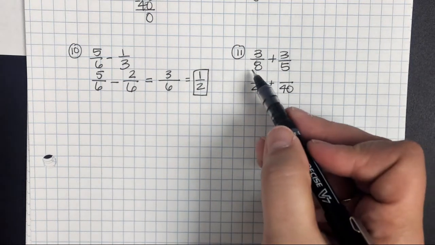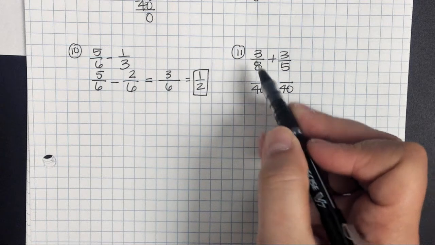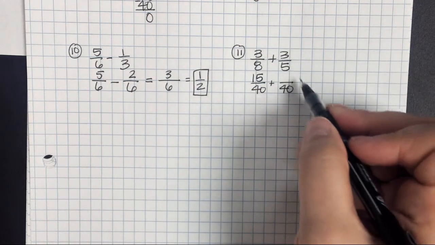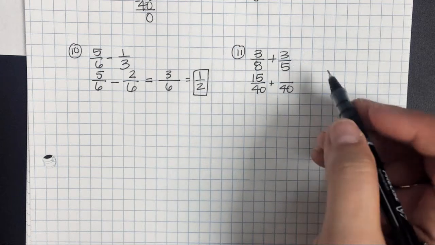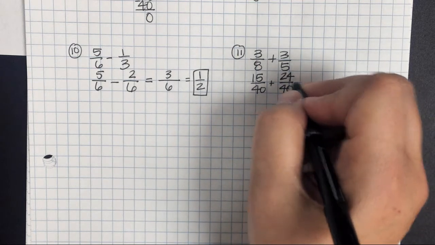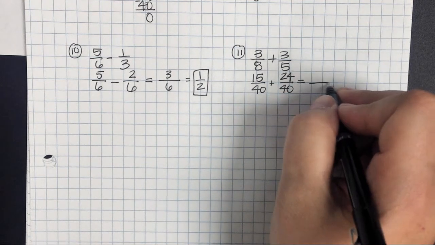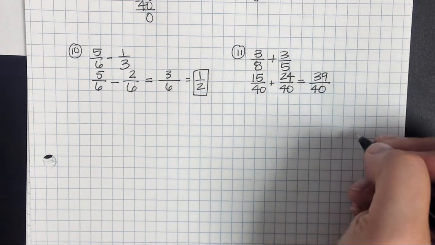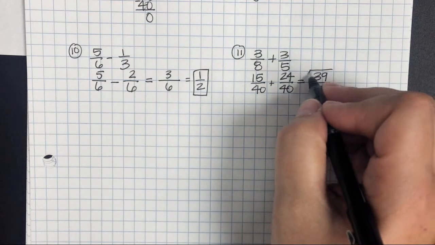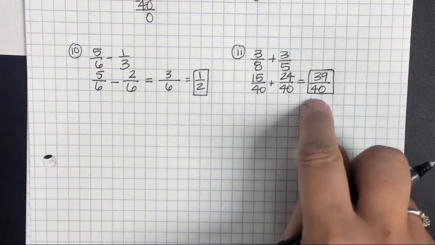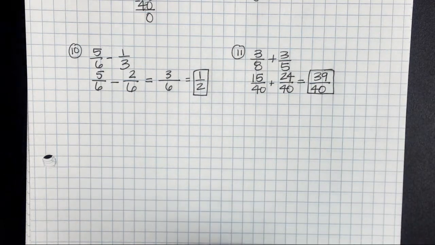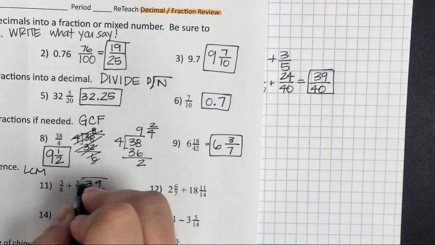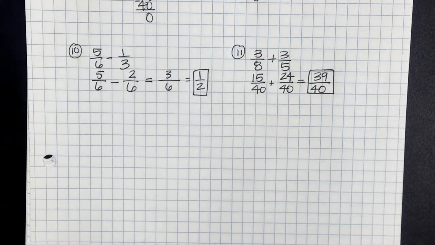Okay, so what did I multiply 8 by to get 40? 5. So 5 times 3 is? 15. What did I multiply 5 by to get 40? 8. So 8 times 3 is 24. Okay. At this point, we can add. 39. Can we simplify? No. Why not? Because they're one number apart, so we know we're done. So number 11, 39 over 40. I'm just writing my answers back on here.